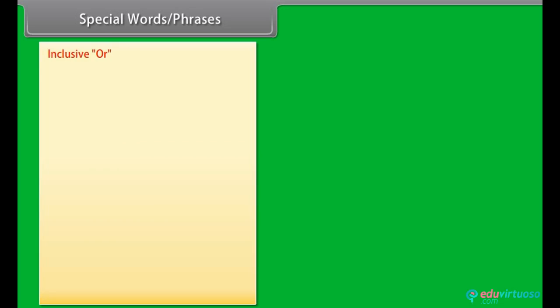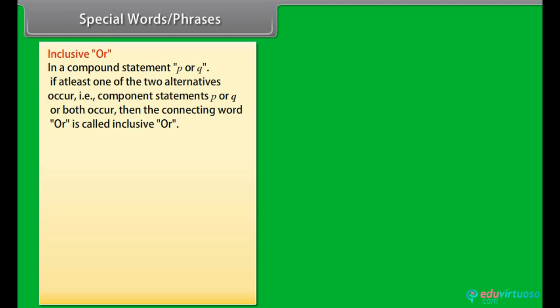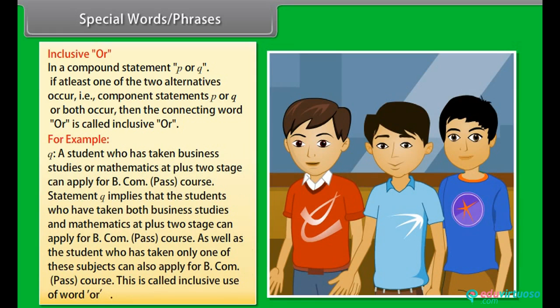Inclusive or. In a compound statement P or Q, if at least one of the two alternatives occurs, that is, component statements P or Q or both occur, then the connecting word or is called inclusive or. For example, Q is a statement that a student who has taken business studies or mathematics.